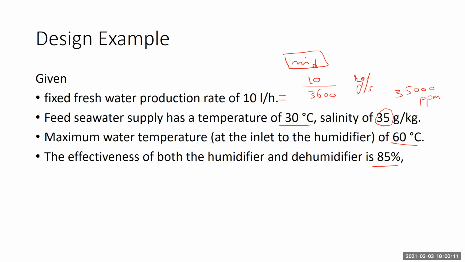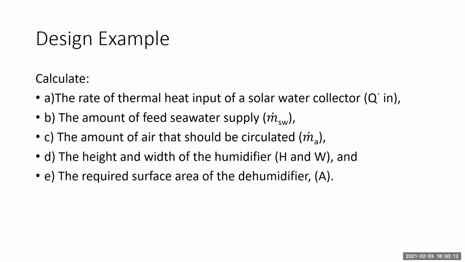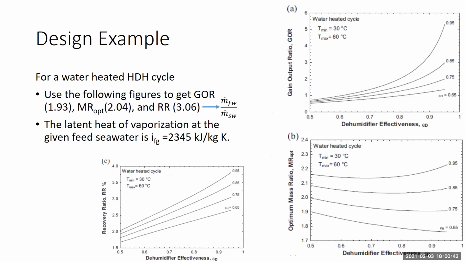The steps that we are going to do are these. The sequence of calculations would basically start by calculating how much is the mass flow rate of water, mass flow rate of the air, and then what's the value of Qn, and then the dimensions of the humidifier and total surface area needed in the dehumidifier or the condenser. In order to do that, we have prepared this kind of expressions that you can see here.